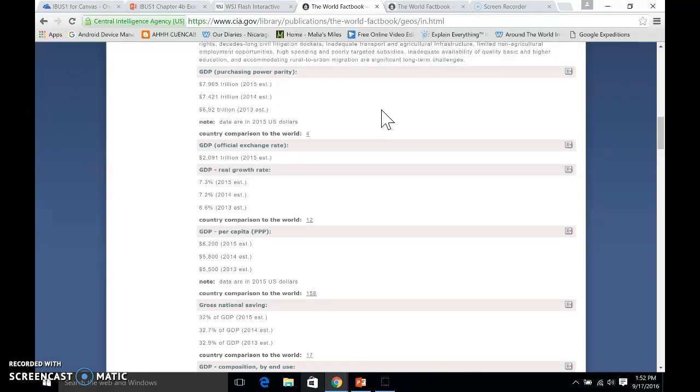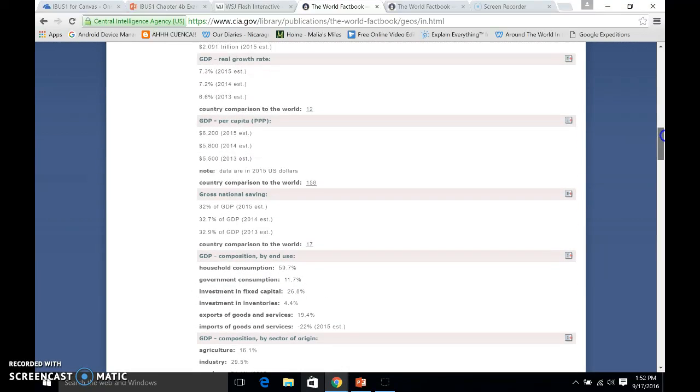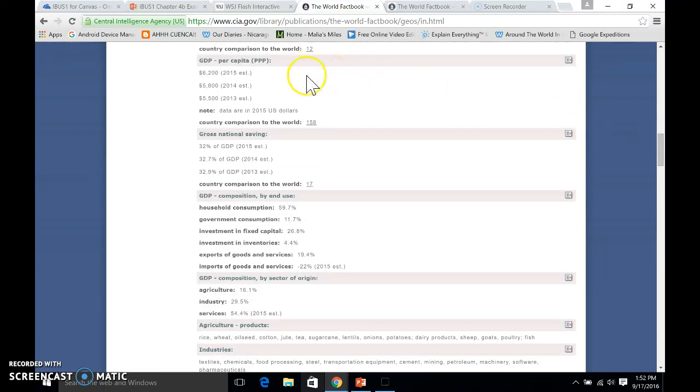So if you looked at the GDP in India versus the GDP in the United States, just without making them comparable, that might be a little bit misleading because money goes a lot further in India. So purchasing power parity is a way of evening those out so that you're really making an apples to apples comparison. And you can see that it was 7.965 trillion in 2015. And then if we scroll down a little bit, we can see the purchasing power parity GDP per capita, which is meaningful. So in 2015, we've got $6,200.